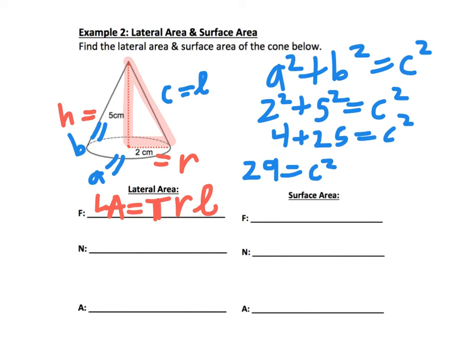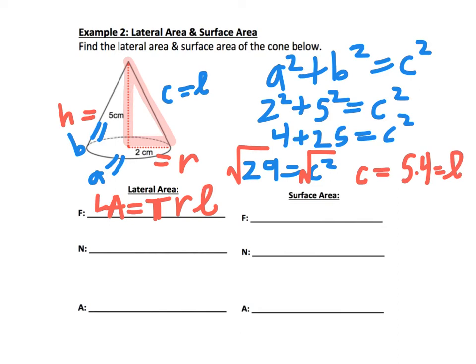And then to undo my squared, we're going to take the square root of both sides. And then we're going to go ahead and type in the square root of 29 into a calculator. I'm going to go ahead and just round that to the nearest tenth. So we're going to do the square root of 29, and we want 1 decimal. When I do that, I get c equals 5.4. And remember, that's the same as L. So that's our slant height.